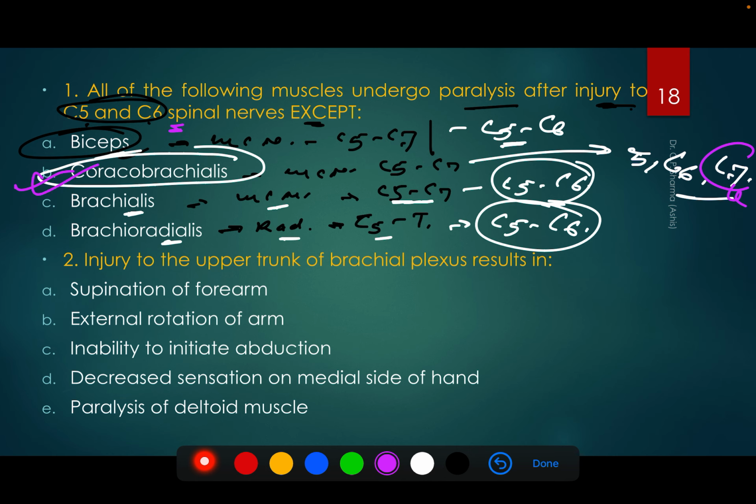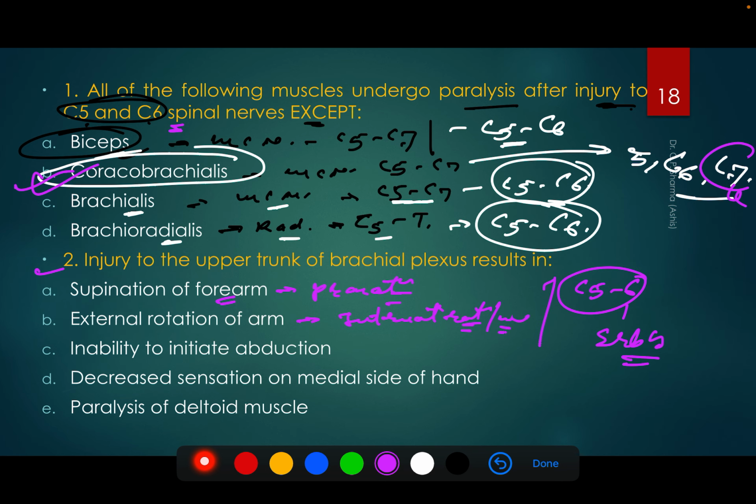Now let's go to the next question. Injury to the upper trunk of the brachial plexus results in: upper trunk, that means C5 and C6, that means the Erb's palsy, right? So Erb's palsy results in supination of the arm. It should be pronation, right? External rotation, no, it should be internal rotation, right? So that means internal rotation. Internal rotation means medial rotation, okay?